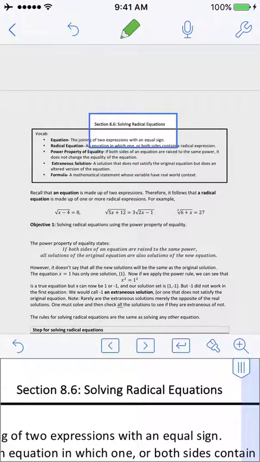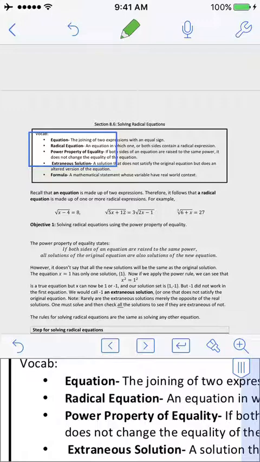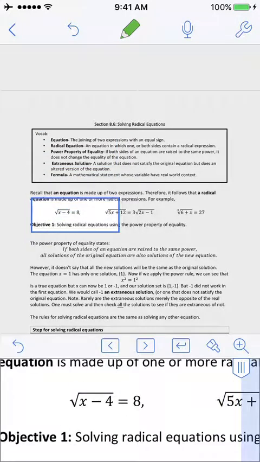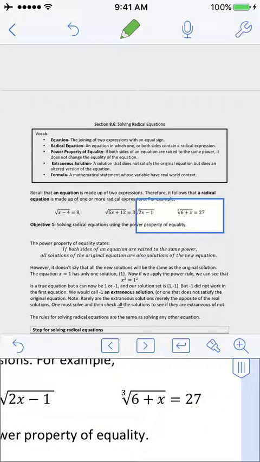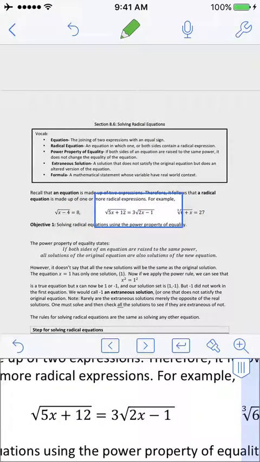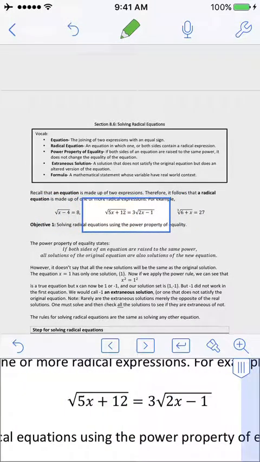Alright, section 8.6, solving radical equations. So, a radical equation is very similar to a rational equation. Rationals have to have a rational in them, a radical has to have a radical in them. So you've got three examples here. Whether it's a cubic or a square or a to the fourth, whatever, they just need to have at least one. They don't need to have it on both sides, but they can.